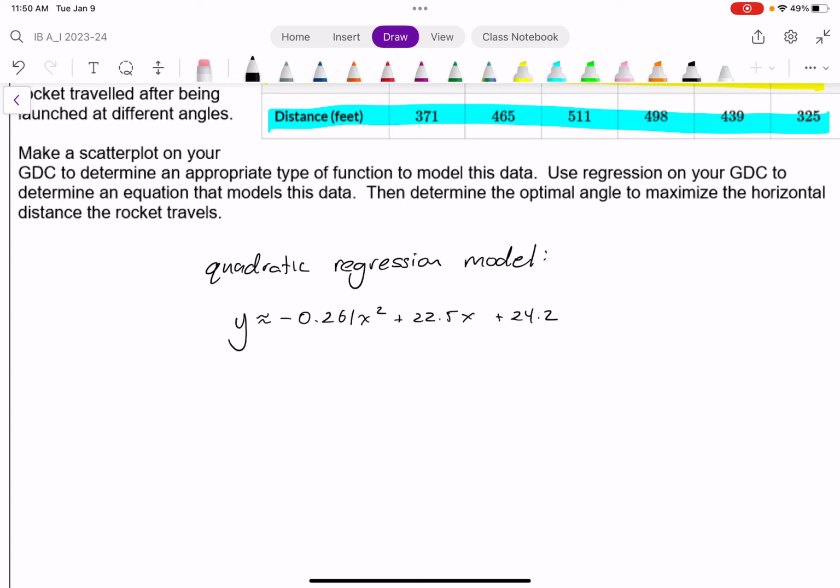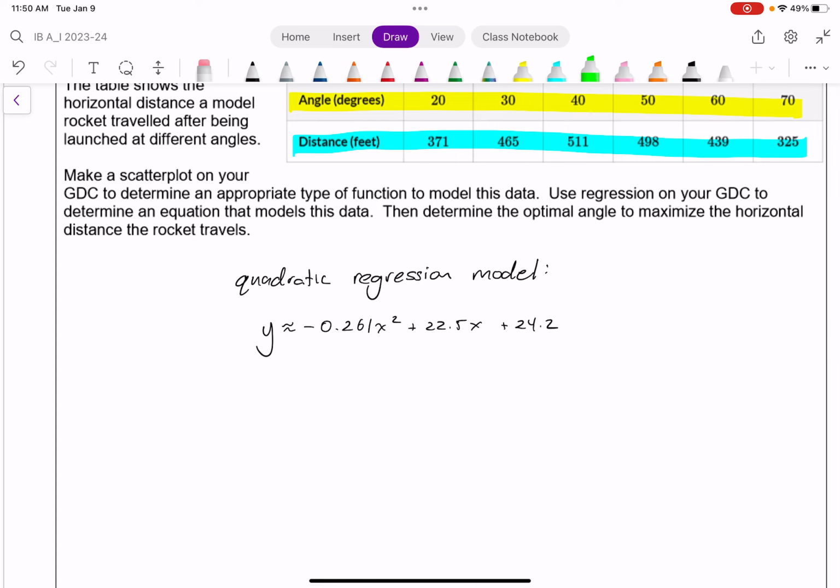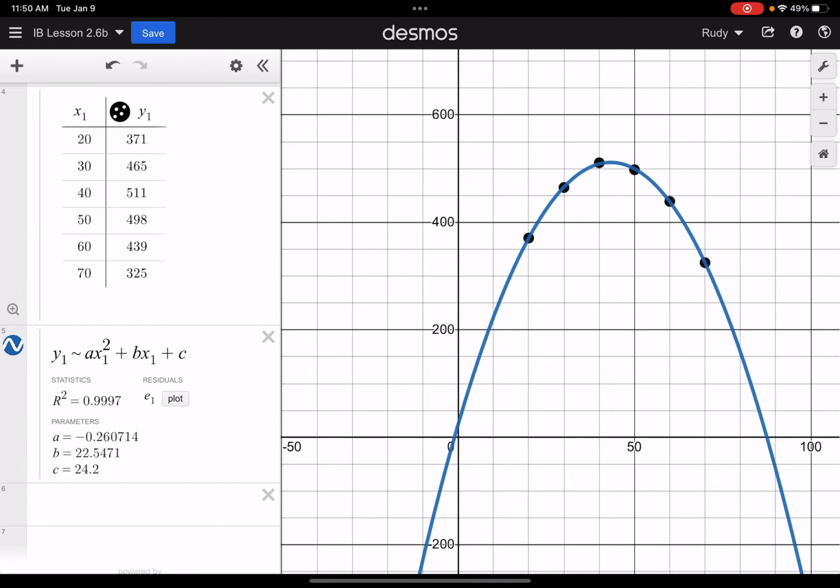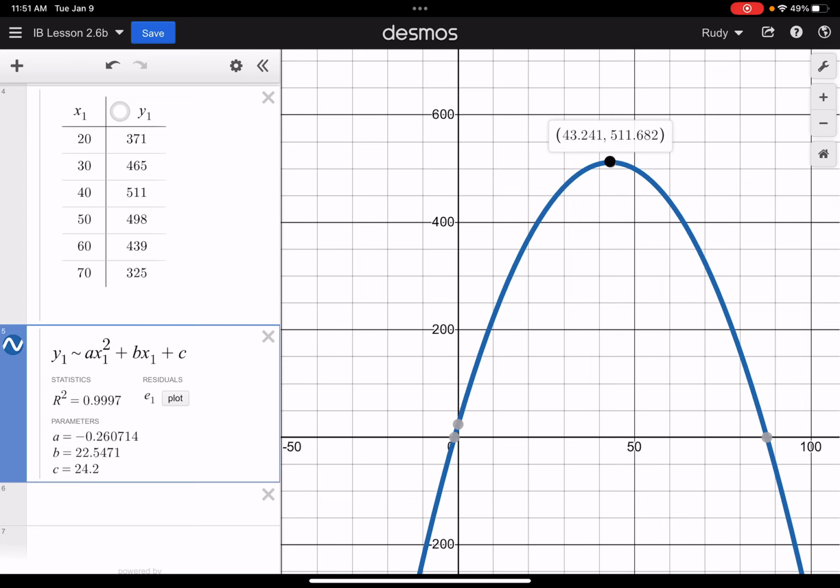And so once I have that, now I'd like us to use this to determine the optimal angle to maximize the horizontal distance. So it's an optimization question. So going back to my graph, and again, now it's the graph in blue that I care about. So I'm going to turn off my scatter plot. So this is my model, which again has a very strong correlation to the data. The optimal angle to maximize our distance will be the vertex of this, which is right there. And so I can see from looking at these values, that means when my angle is about 43.2 degrees, the maximum distance will be about 512 meters.